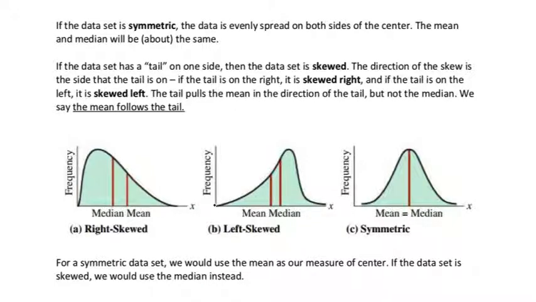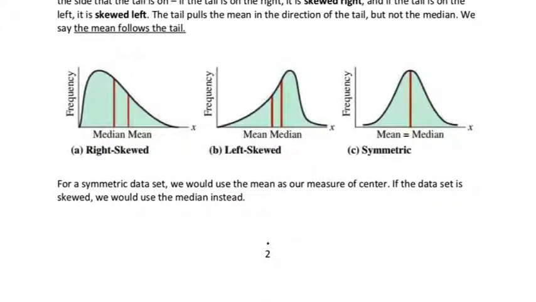The tail pulls the mean in the direction of the tail, but not the median. So we say that the mean follows the tail. If my data set is right skewed, the tail will pull the mean to a greater value than the median. And if my data is left skewed, the tail will pull the mean so that it is smaller than the median. If we have a symmetric data set, then we would use the mean as our measure of center. If the data set is skewed, then we should use the median instead because it gives us a better idea of where the center of the data is.